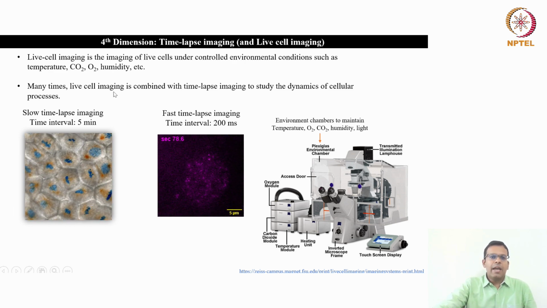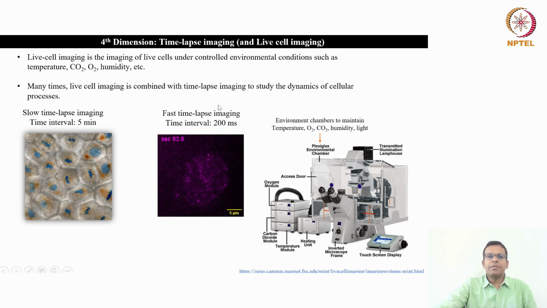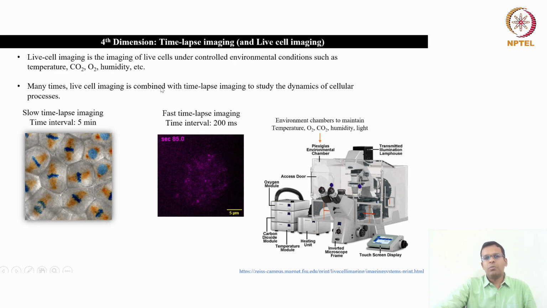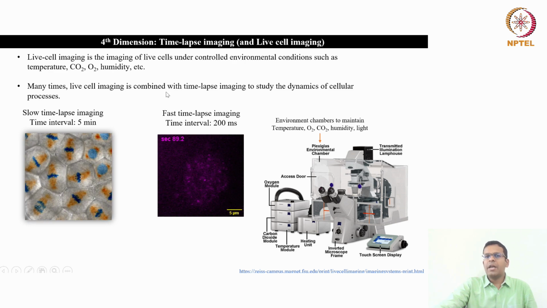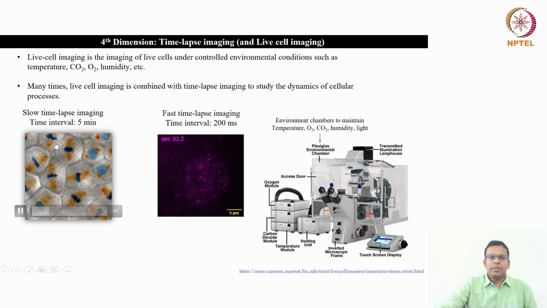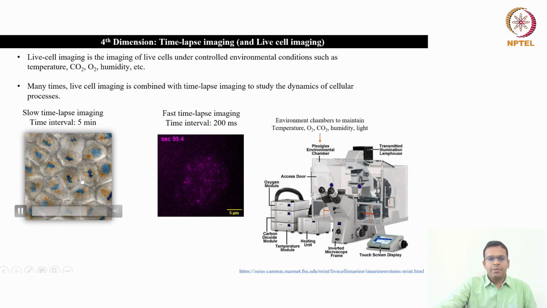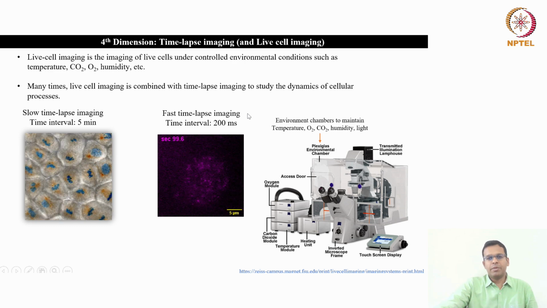Many times, live cell imaging is combined with time-lapse imaging to study the dynamics of cellular processes. Most of the time, live cell imaging is combined with time-lapse imaging. Now, there are two types of time-lapse imaging: one is slow time-lapse imaging, and the other is fast time-lapse imaging.